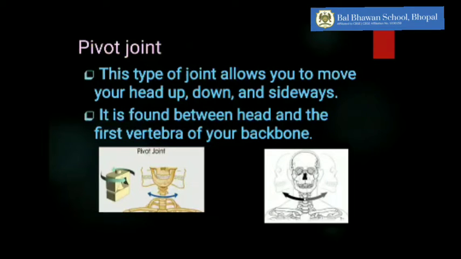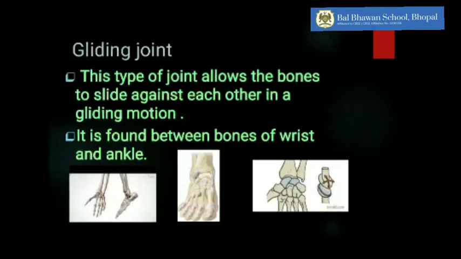Next is pivot joint. Now this joint is present only at one place in your body. It is present between your head and the first vertebra of your backbone. Now this is a joint where the skull meets the vertebral column, and this is a very important joint as it allows you to move your head up and down and sideways. Now you might have understood that it is present in your neck.